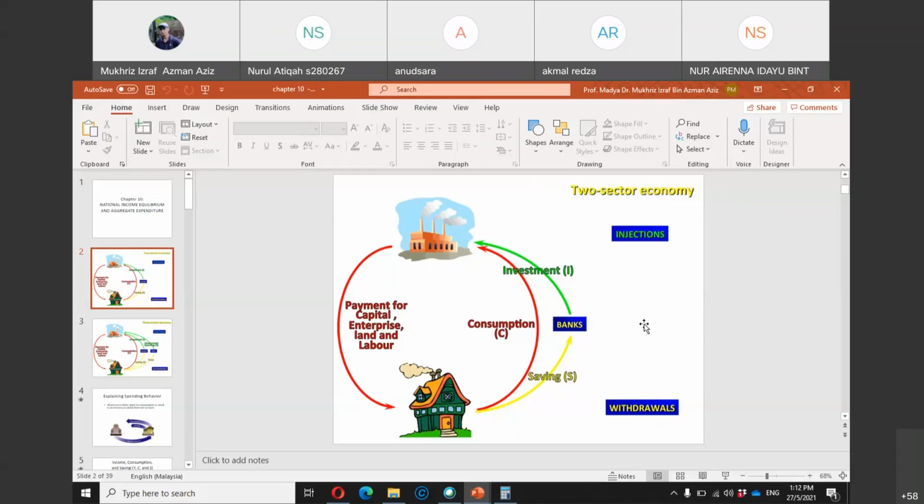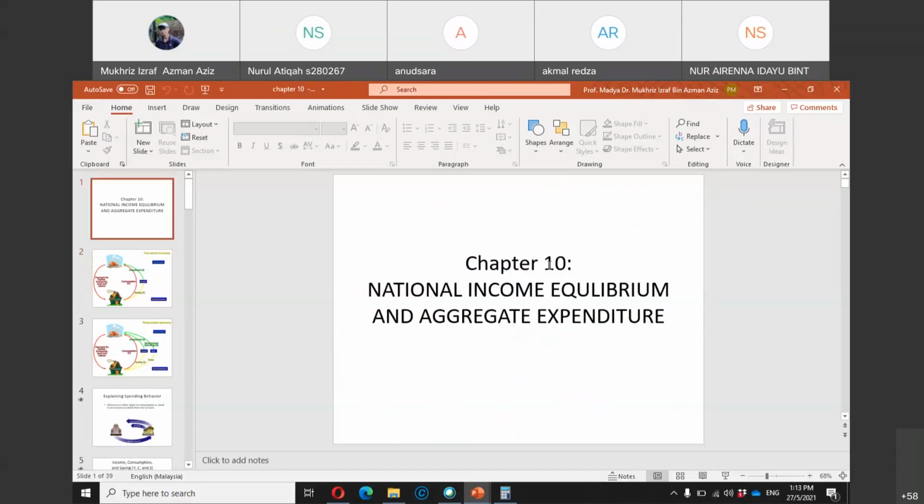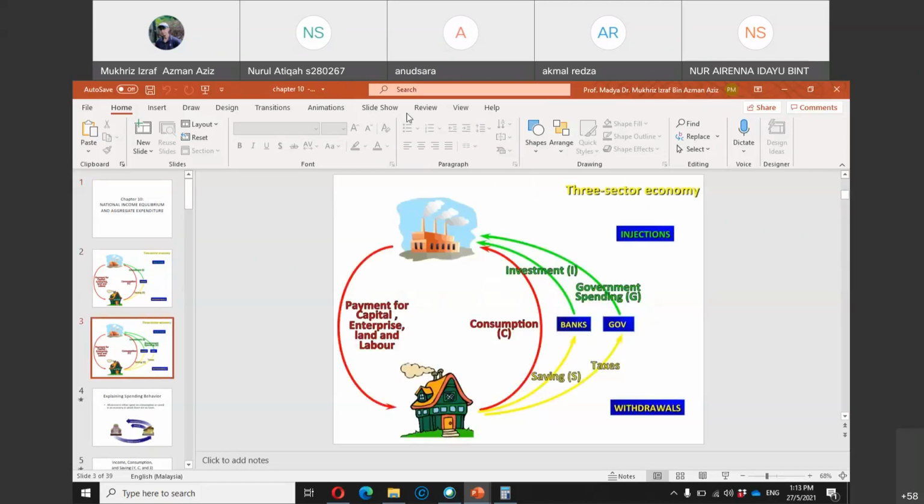Okay, last Monday I introduced you to chapter number 10, on the national income equilibrium. So we discussed the two sector economy, C plus I, and today we are going to finish with the 3 sector economy, with the government role in the market.